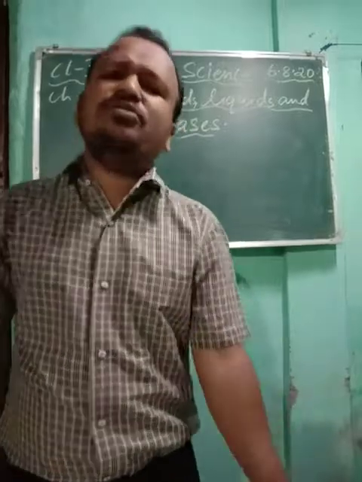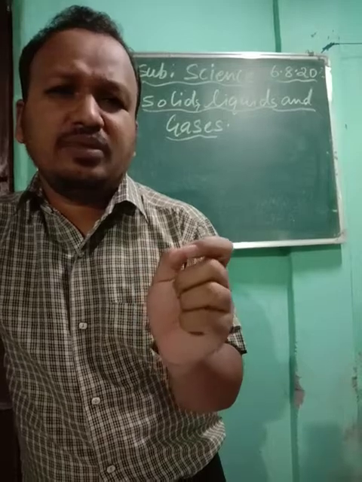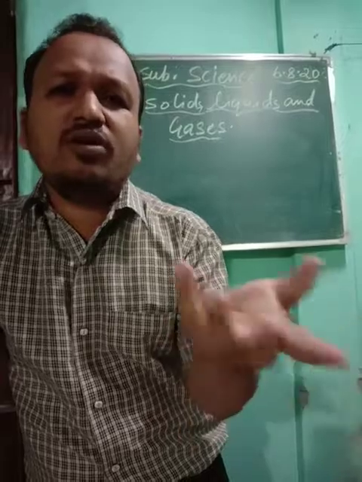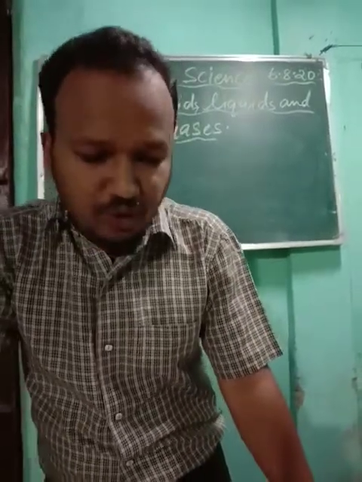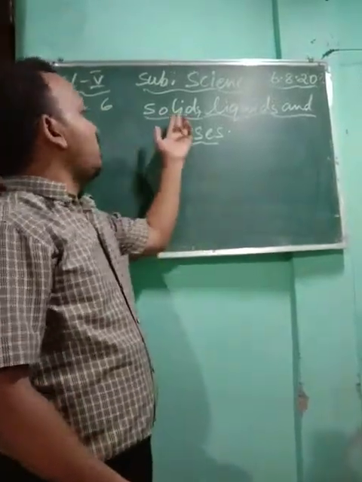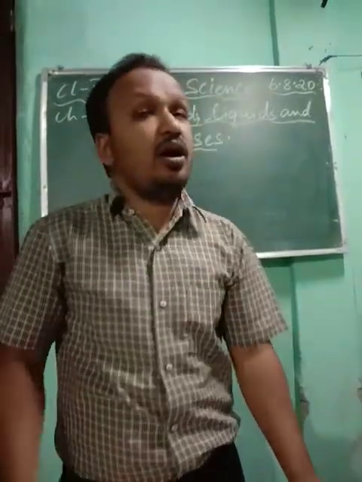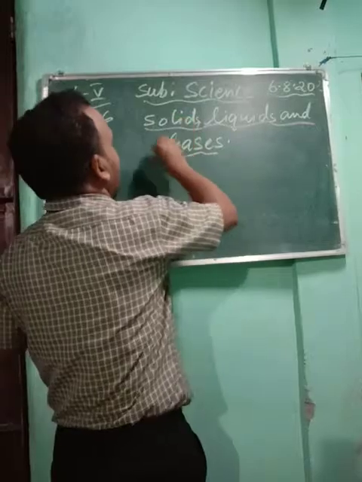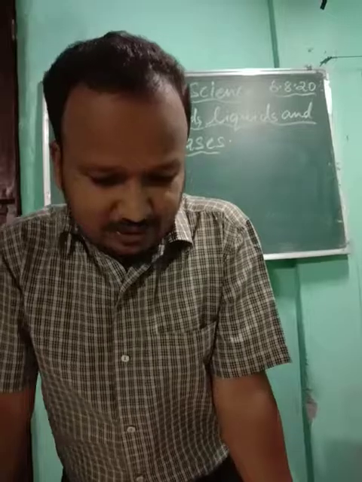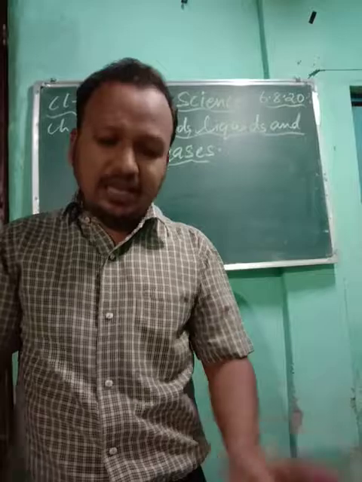Everything that we look at in front of us is made of very small, tiny particles called atoms, and when atoms are joined together they form molecules, and when molecules join together they form matter. So the three states of matter are solid, liquid, and gas. Around us we can see many things which are solid, many things which are liquid, and many things which are gases. So we are going to learn about the three states of matter.